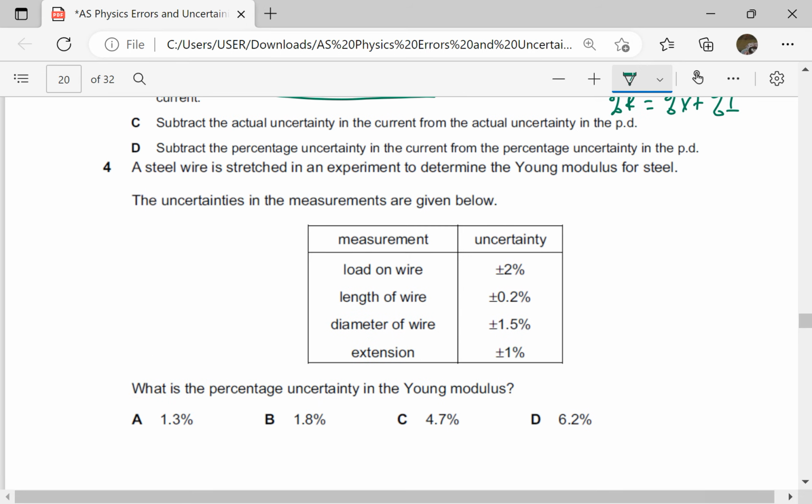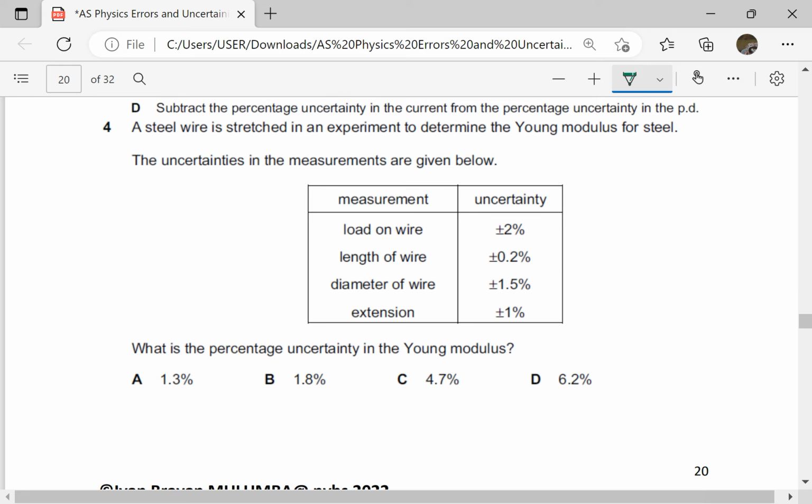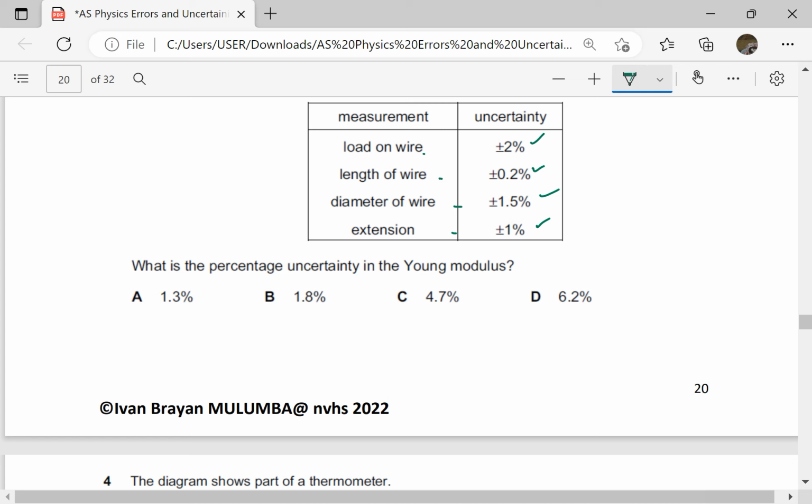A steel wire is stretched in an experiment to determine the Young modulus for steel. The uncertainties in the measurements are given below: the load on the wire, the length of the wire, the diameter of the wire, the extension of the wire. What is the percentage uncertainty in the Young modulus? Young modulus is stress divided by strain. Force over area, then times original length divided by extension.